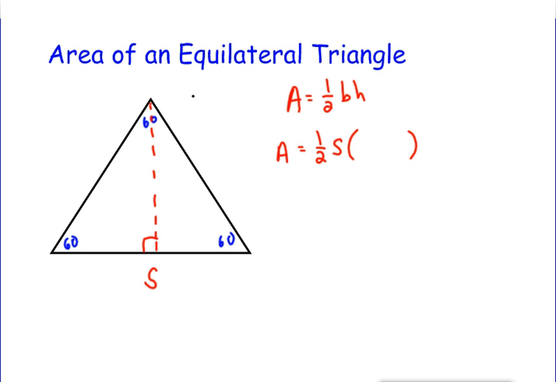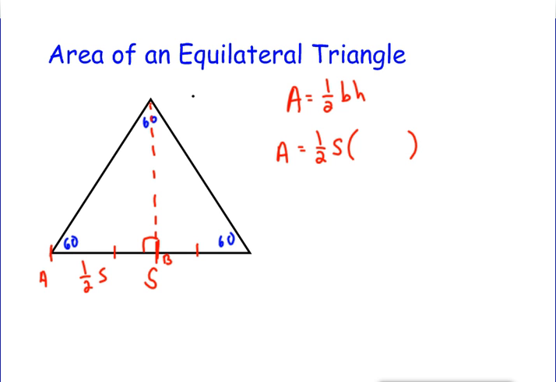Well, anytime you have an equilateral triangle, and you could go through and prove this, but we won't take the time, the altitude becomes a perpendicular bisector. So that means this length over here, if we call these points A and B, from A to B would be 1/2 S.